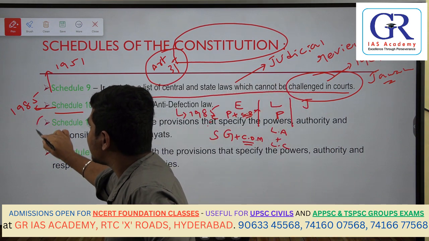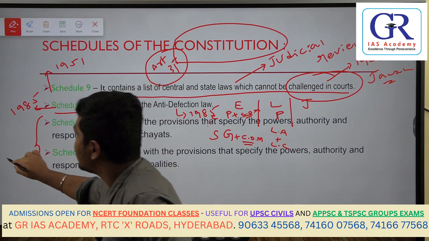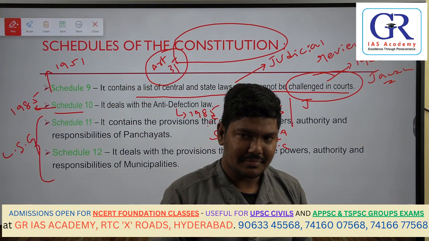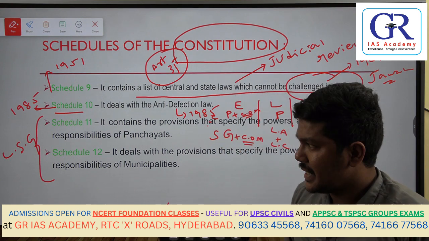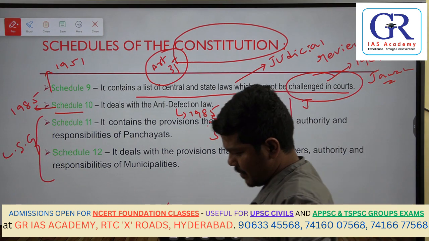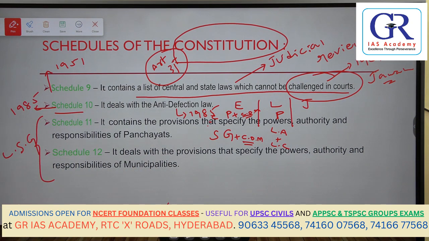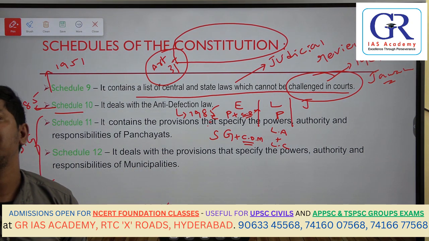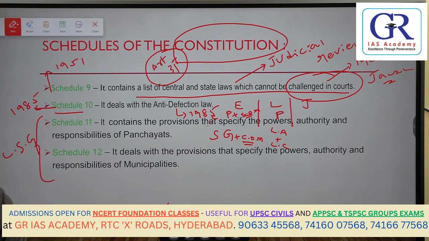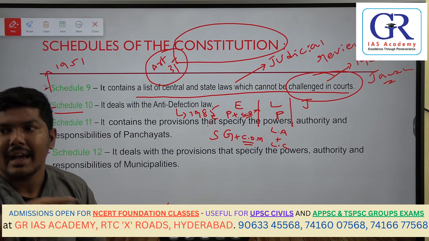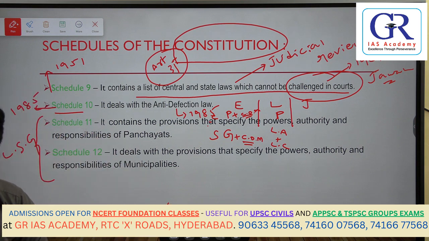Then the last two schedules deal with local self-government. Schedule number 11 deals with panchayats, and Schedule number 12 deals with municipalities. That's it. These are the only existing 12 schedules of the Constitution. Originally there were 8 schedules and at present there are 12 schedules. 4 schedules have been added.